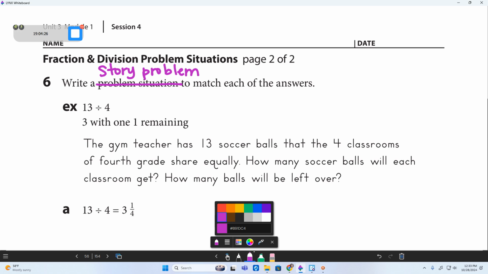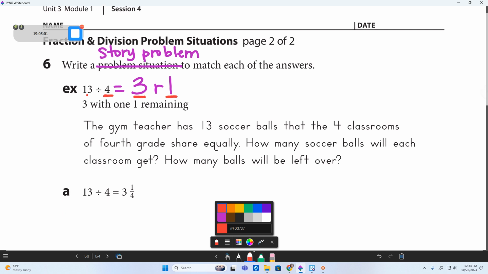So the question is 13 divided by 4. So in my head, I'm thinking, what times 4 gets us close to 13? And the answer is 3. 3 times 4 gets us 12. Wait a minute, though. It's not 12, it's 13. There's our remainder 1. So one more time. If you think 3 times 4 is 12, plus our remainder. There's that 13 that we started with. So the mathematical answer is 3 remainder 1.